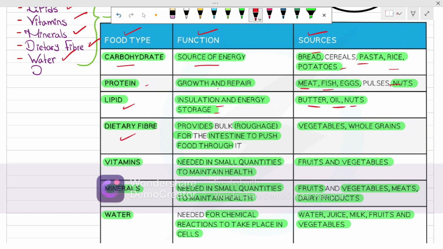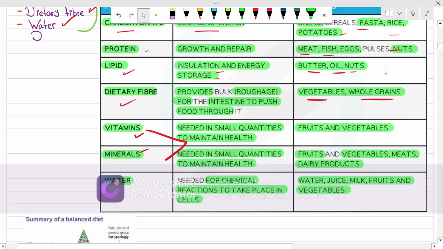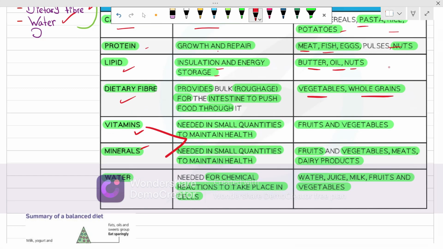Dietary fiber. The function of dietary fiber is to provide roughage for the intestine to push food through it smoothly. The sources of dietary fiber are vegetables and whole grains. Vitamins and minerals are both needed in small quantities to maintain health. Sources of both vitamins and minerals are fruits and vegetables. Some minerals can be obtained through meats and dairy products, such as the mineral calcium obtained through milk.